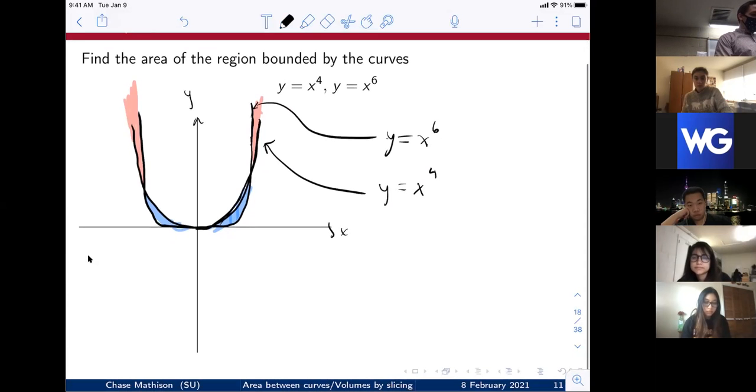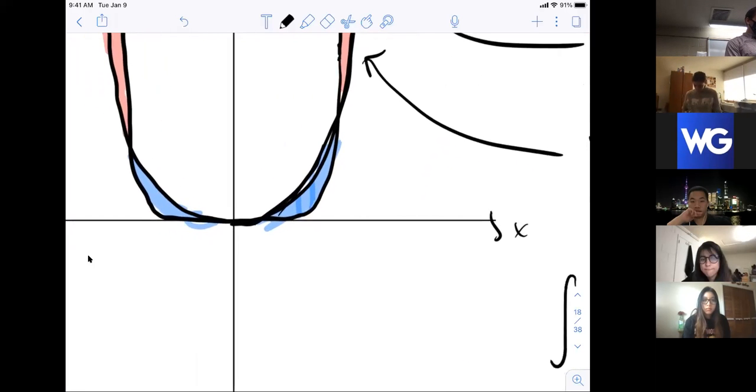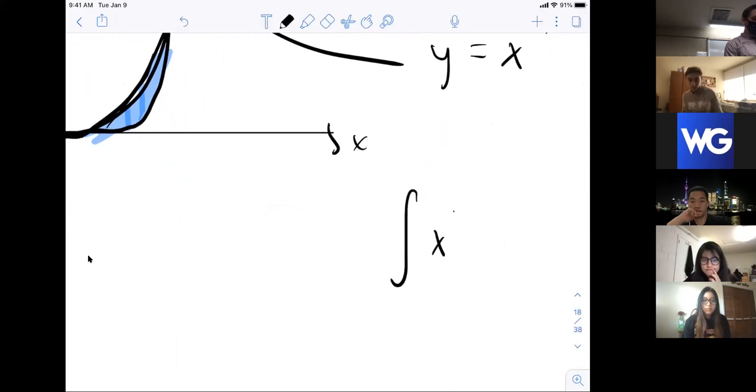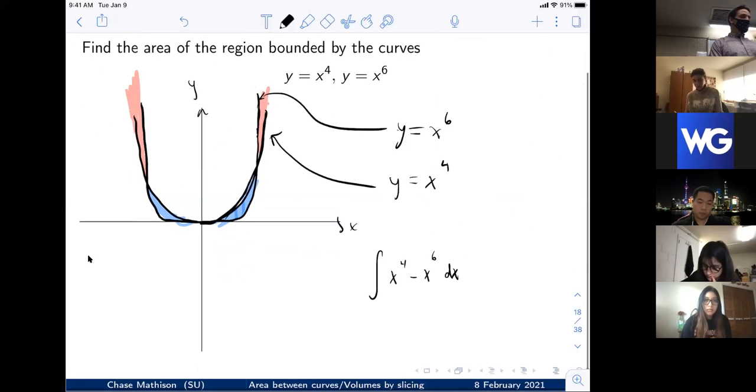Okay. So we're going to do top minus bottom. Okay, so that means I need to find the integral from somewhere to somewhere of the top curve, which it looks like the top curve is x to the fourth minus the bottom curve, x to the sixth dx. So the only thing I need now are bounds on this integral. So where are the bounds going to be?